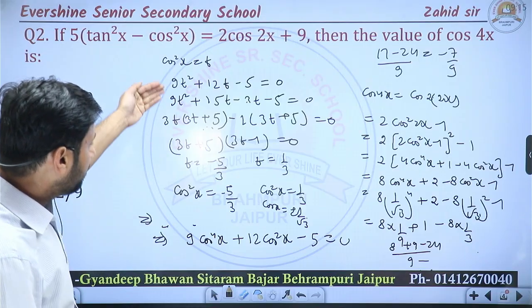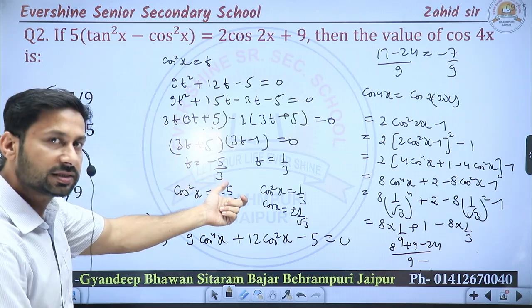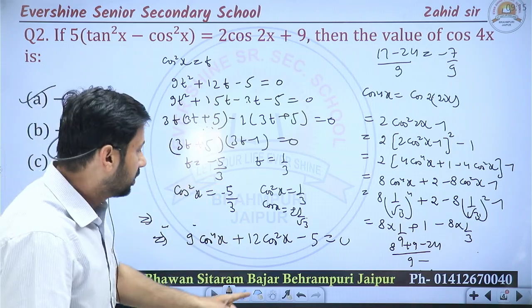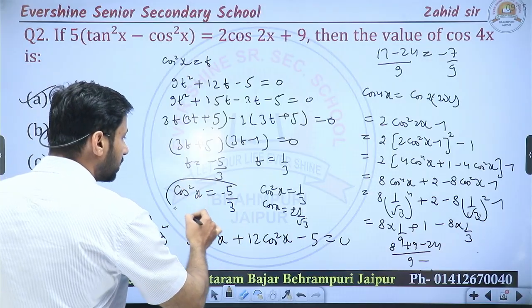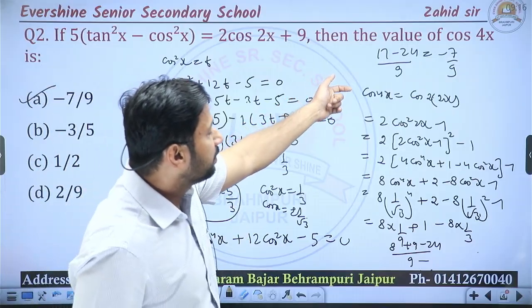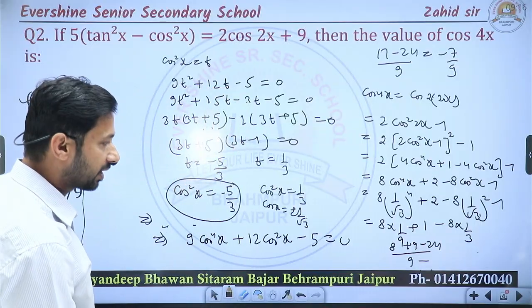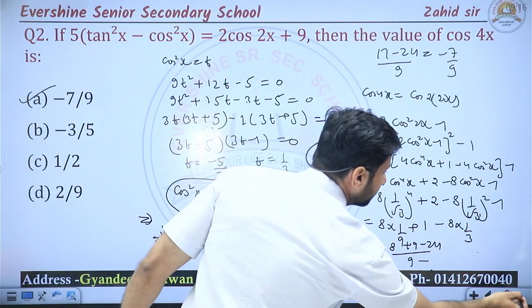Now beta, we make a quadratic and then find the value by factorization method, and then this value will be rejected due to the imaginary value. I just taken this one. Now simplify cos 4x by the identity and then put the values. Okay, now come to the next slide.